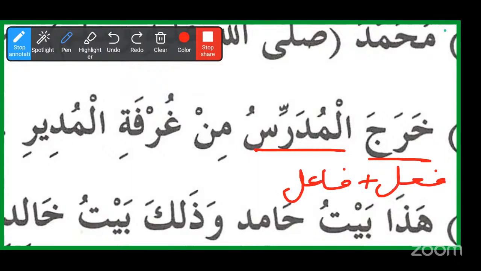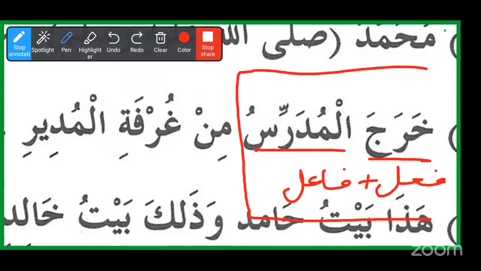Fi'l and fa'il combine to become the mubtada in this sentence. Kharajal mudarrisu. Who is the fa'il? The fa'il is al mudarrisu. So actually al mudarrisu is the mubtada.